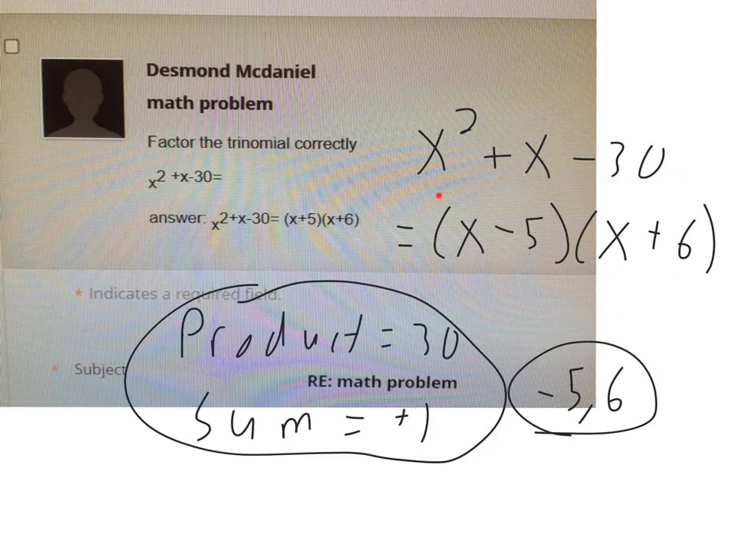Well, the correct factorization is quantity x minus 5, close quantity, times quantity x plus 6, close quantity. So there's a sign error here. That should be a minus. How do we determine that?